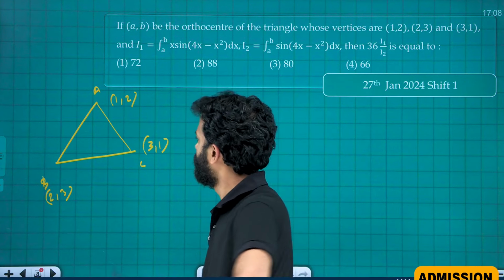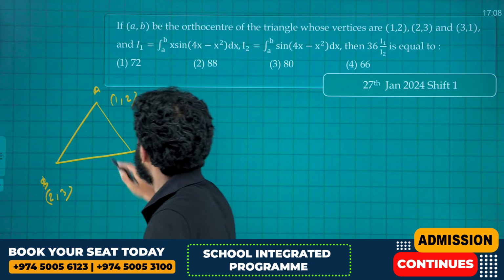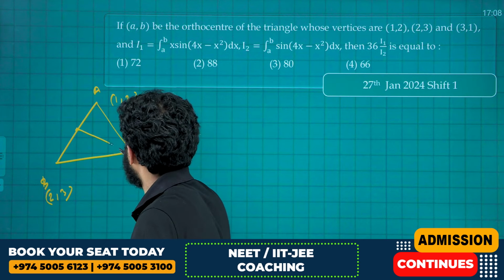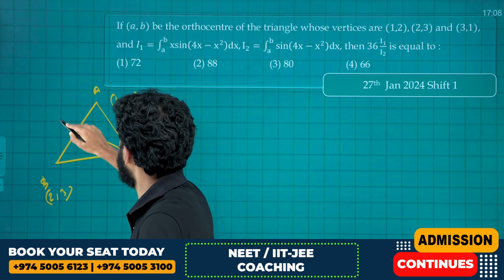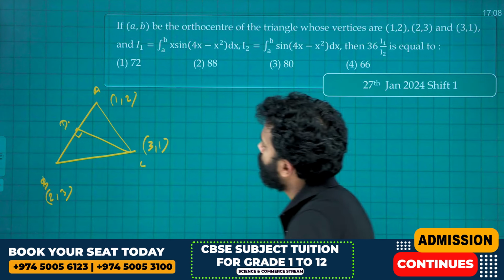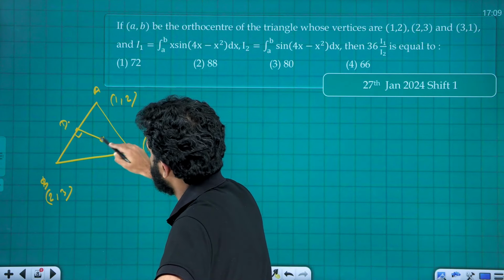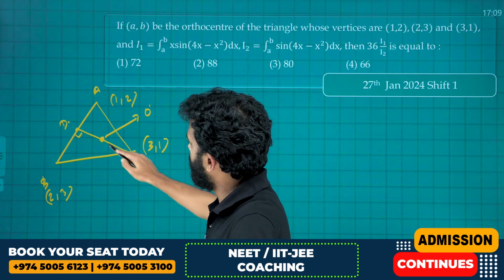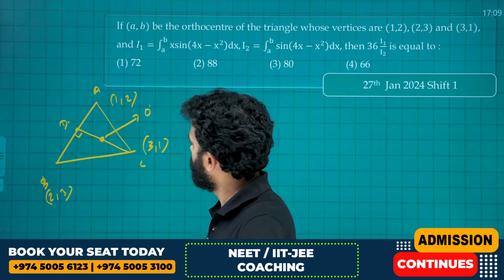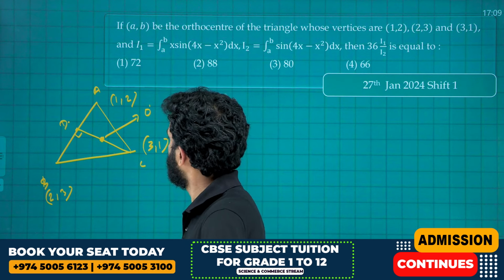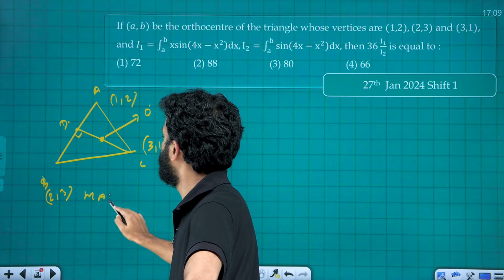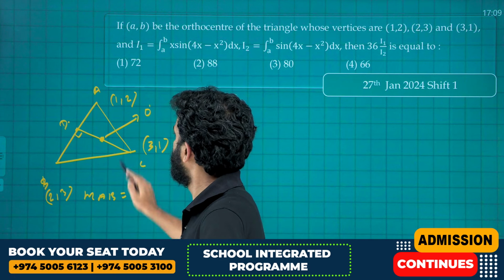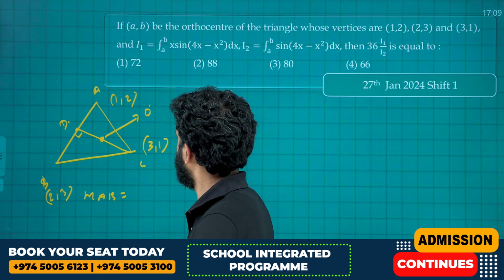So, let's do one thing. Let's draw an altitude from here. Okay, so let's see what happens. Let's take this point as D. This is the altitude, and this is the orthocenter. So, CD and AB will be perpendicular. Then what is the slope of AB? The slope of AB will be m_AB, which is 3 minus 2 divided by 2 minus 1. It is 1, right? Slope of AB is 1.